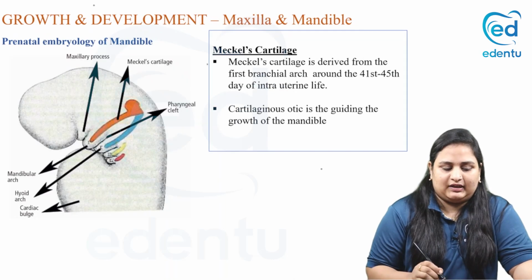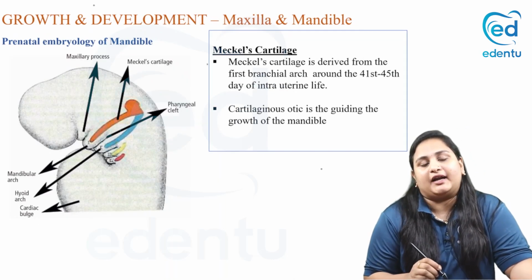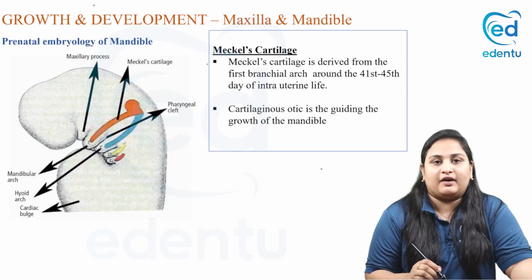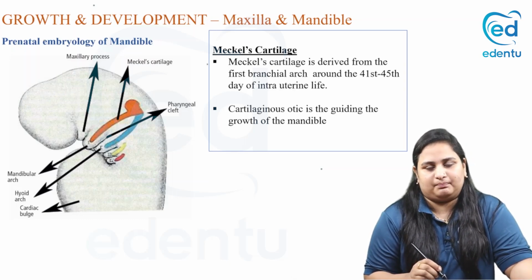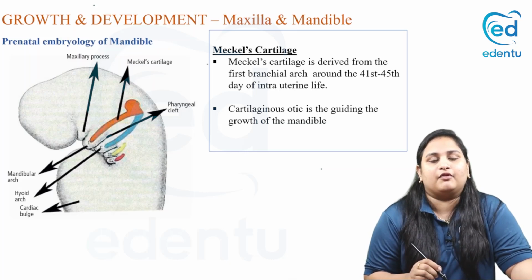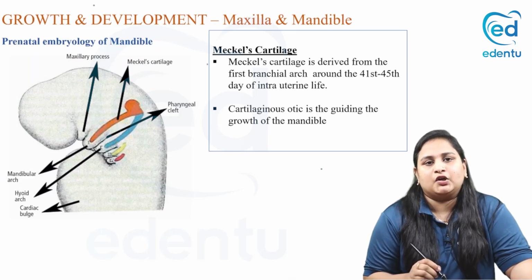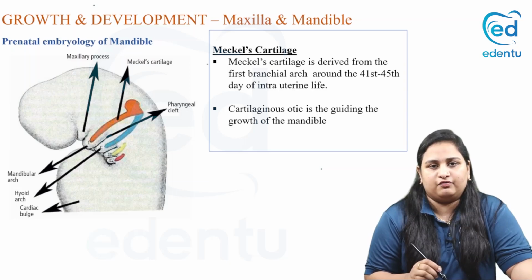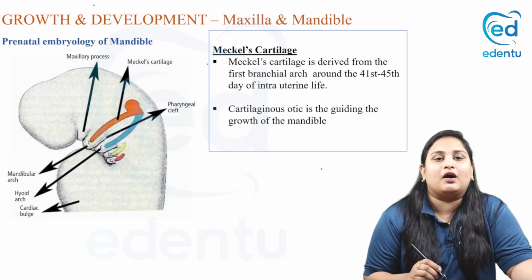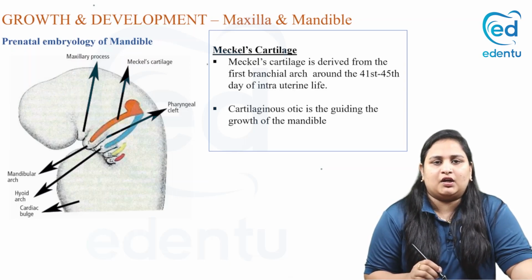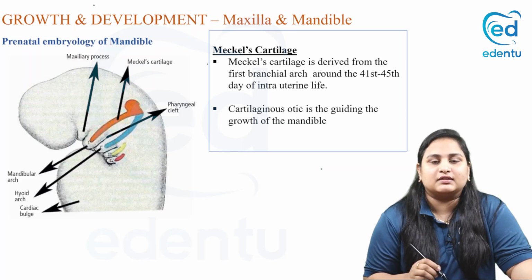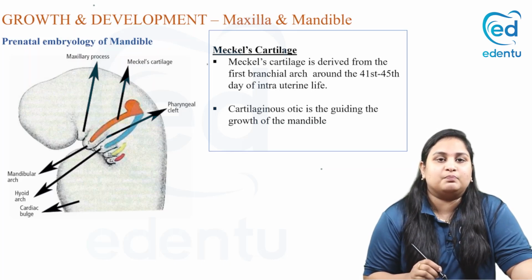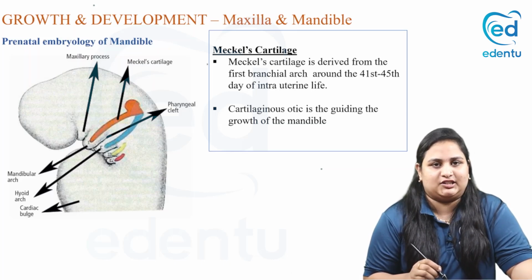To begin the journey, let's see how the development of mandible takes place. So earlier we have discussed and studied types of bone formation in growth and development. We have two kinds of bone development. One is endochondral bone formation. The other is the intramembranous bone formation. Now, endochondral ossification or endochondral bone formation involves a precursor of cartilage, which is eventually replaced by bone.